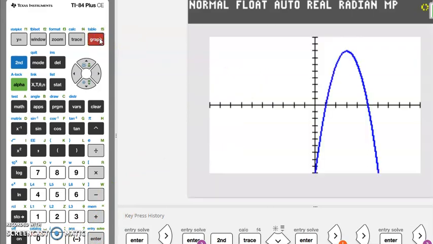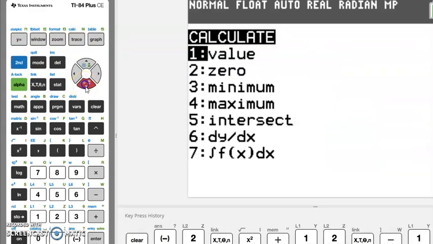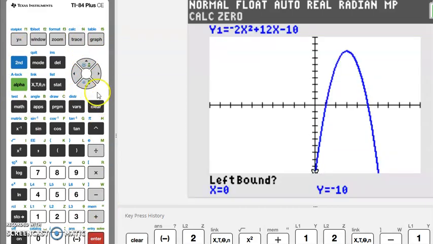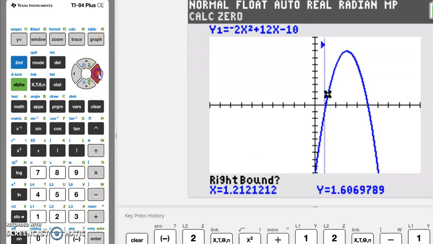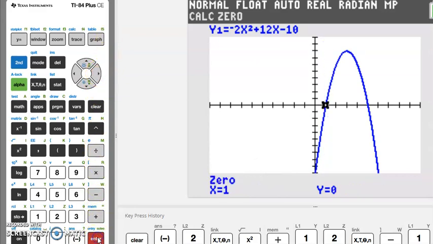We'll graph that. And we have a nice graph opening downward, of course, because of the negative. And the x and y intercepts, these are right on the line, you can tell, but still calculate them. Calculate to 0. Second function, trace, which is calculate, enter for 0, left bound. We hit enter, above or to the right, hit enter, enter for another time, it's exactly 1 and 0.